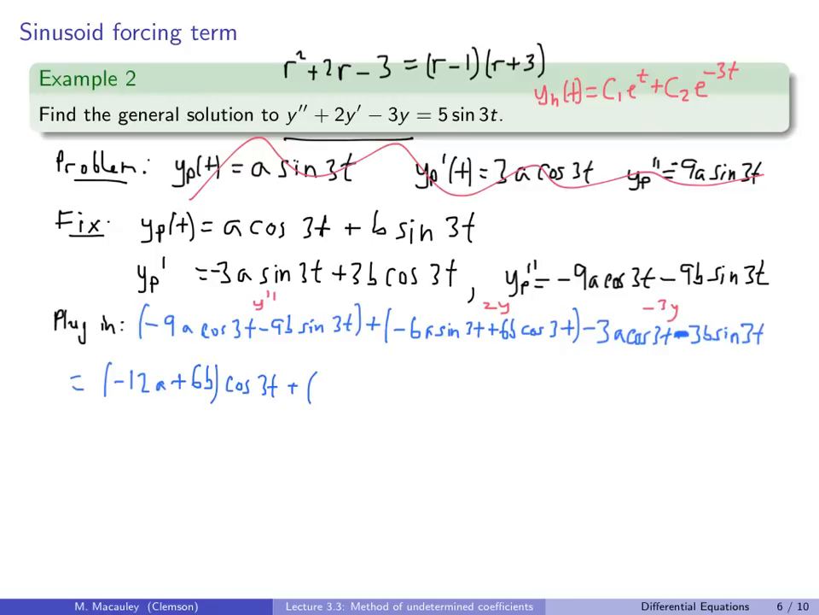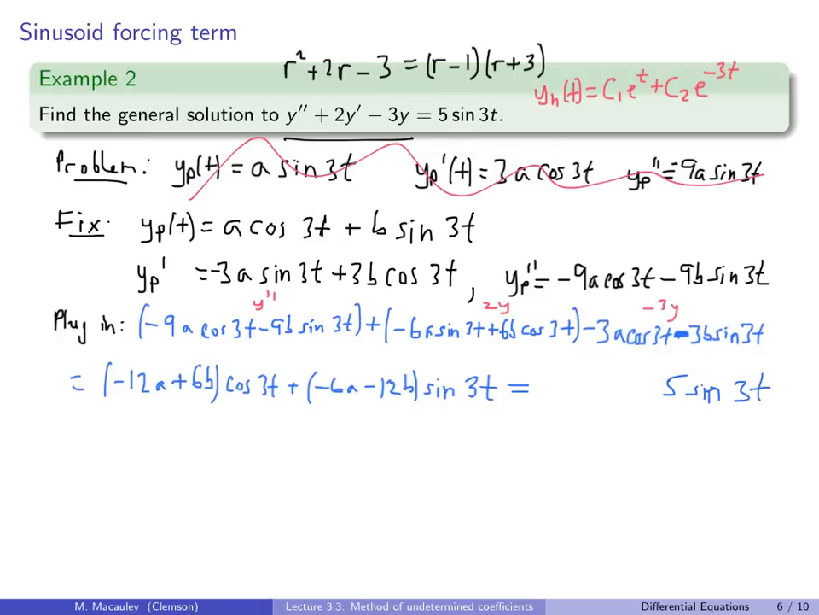So where are our sines? We have negative 6a, and then we have negative 9b and negative 3b, so that's negative 12b times sine, and we have to set that equal to the right-hand side, 5 sine of 3t.